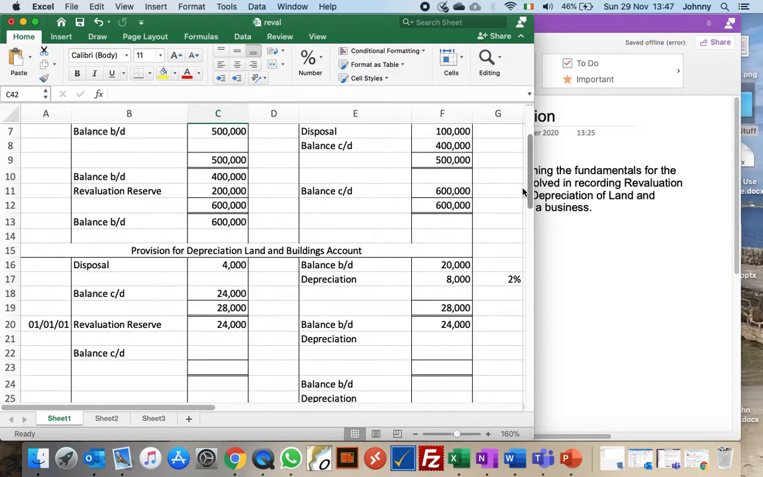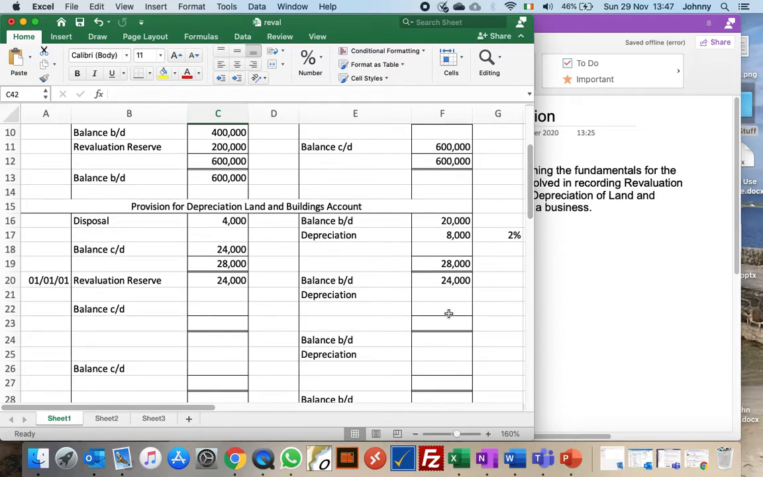The final thing we have left to do is, for our second year, depreciate it. Again, our depreciation is 2% of whatever the thing cost. Now, if we had revalued at the end of the year, then it would have been 2% of what it was worth during the year, which is the 400,000. But we actually revalued at the beginning of the year, so all the way through the year it was worth the new figure of 600,000. So my depreciation expense is going to be the 600,000 multiplied by 0.02, which is 2%. So there's our depreciation expense.